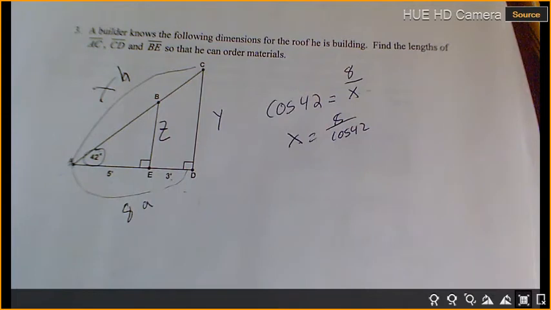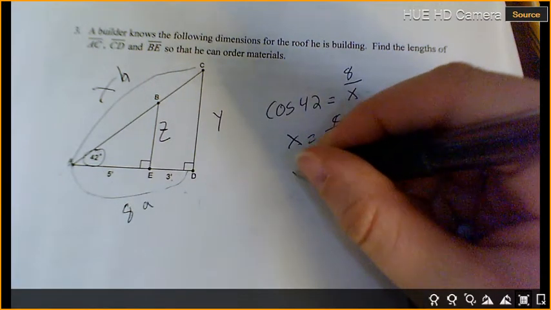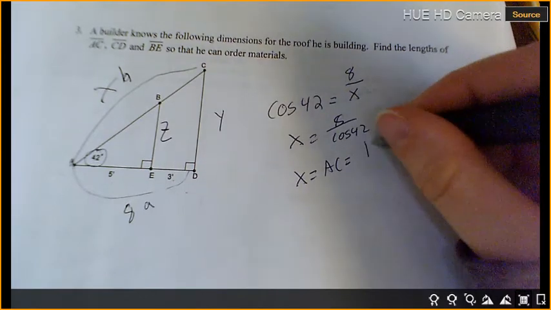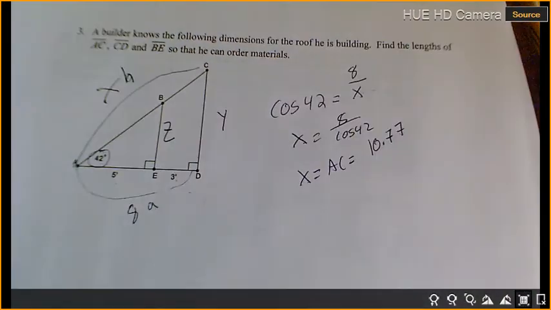I recommend that you try to do most of these on my calculator, since that's what you'll be allowed to use. You will not be allowed to use your phone calculator. So just get into practice of doing this. So X, or A to C, equals 10.77. We'll round up.